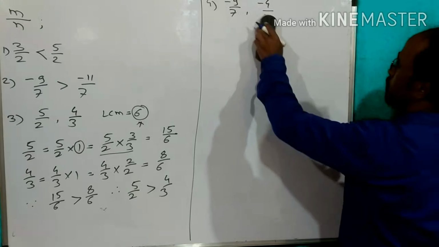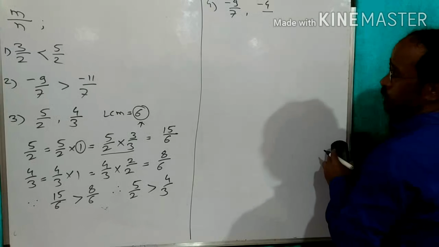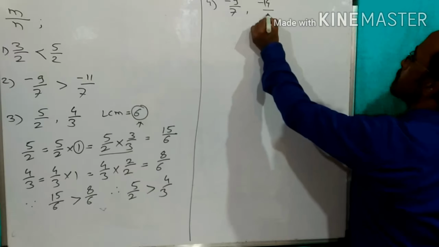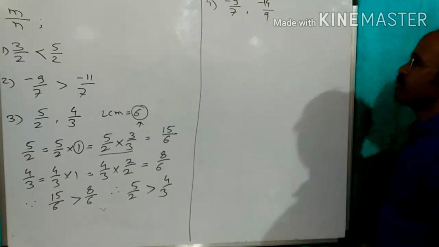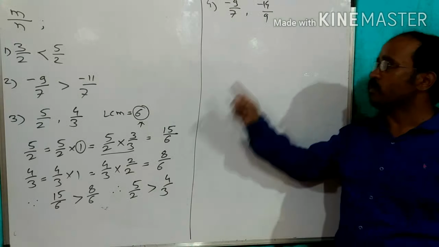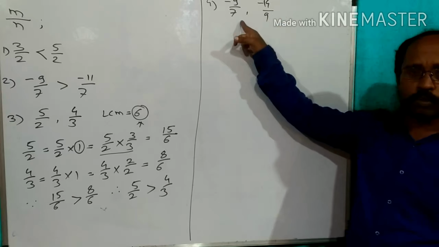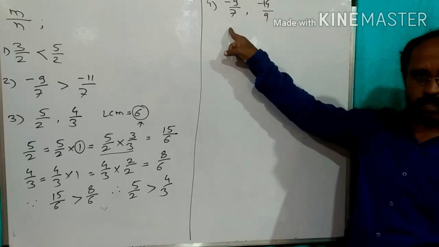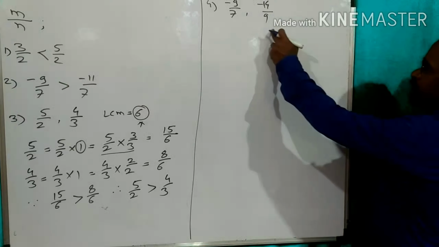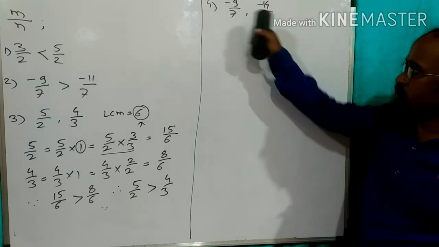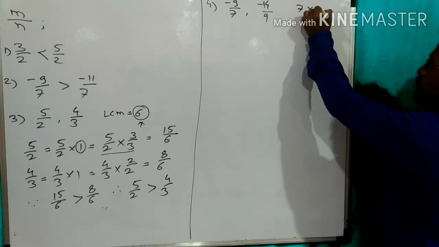Now I am taking the same example again and again: minus 14 upon 9, minus 9 upon 7. Okay students, once again. To compare these two numbers, we have to make their denominators equal. And in this case, to make the denominators equal, we just have to find the LCM of these two.